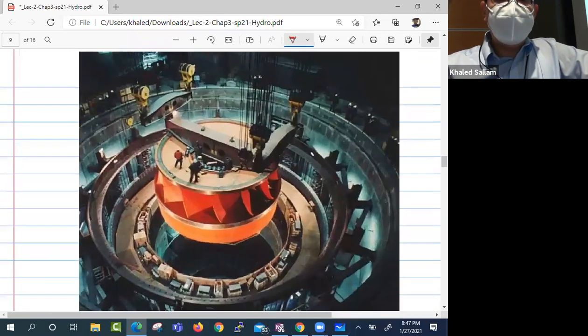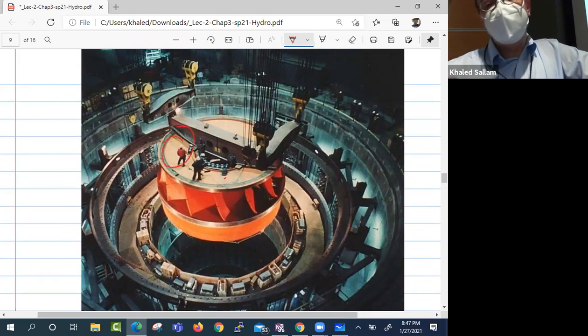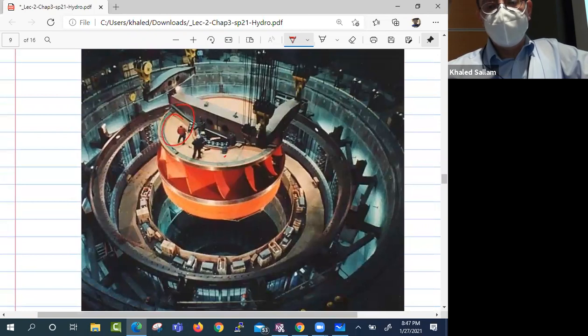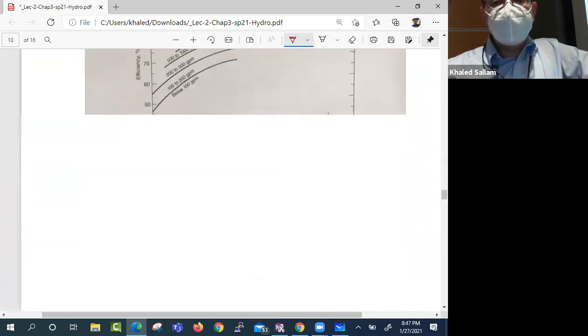All right, and you can see the size of one of those turbines. See how small the people are compared to the runner. Okay, very good.